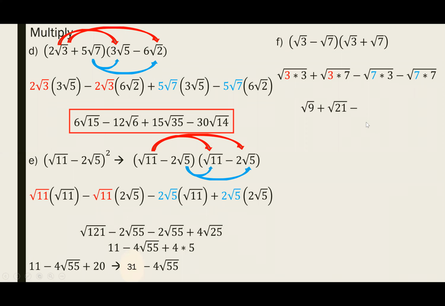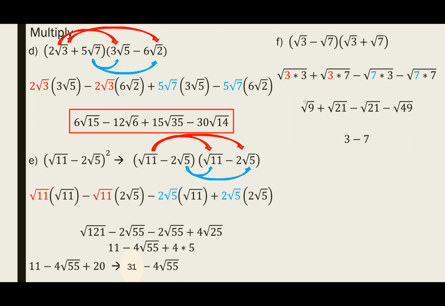Many of you probably skipped this step right here. You can see that 3 times 3 on the inside is the same as 3 on the outside. 7 times 7 on the inside is the same as 7 on the outside, right? Because 49 is a perfect square. To get rid of the radical, you need a perfect square, or you need a pair of two of the same number.